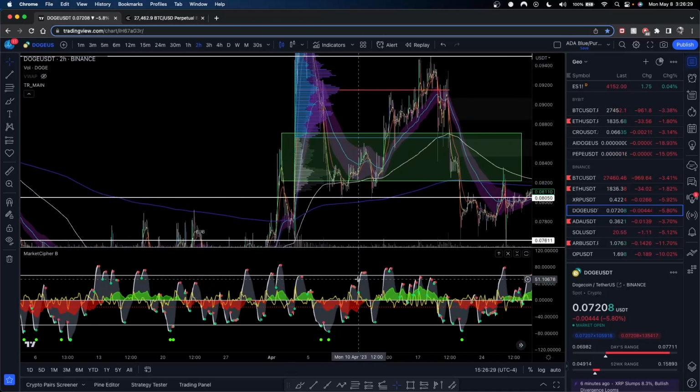The simplest entry ever. You guys can't hear me? Can everyone hear me or no? Yeah. Okay, some people can't hear me and I don't know why.